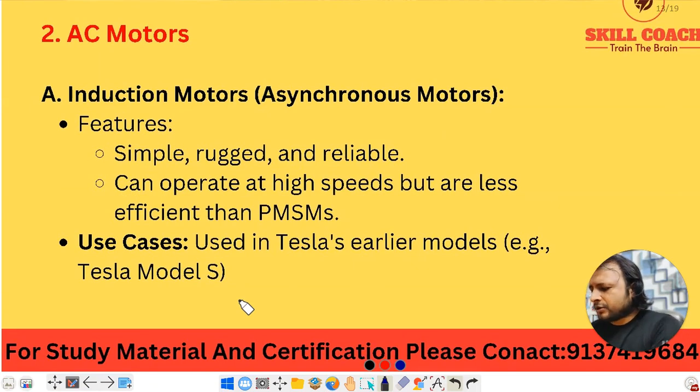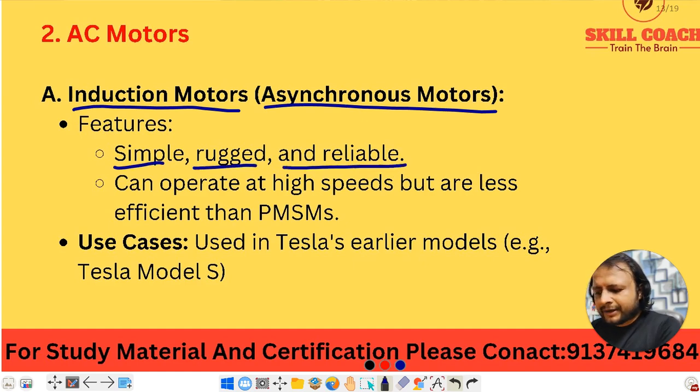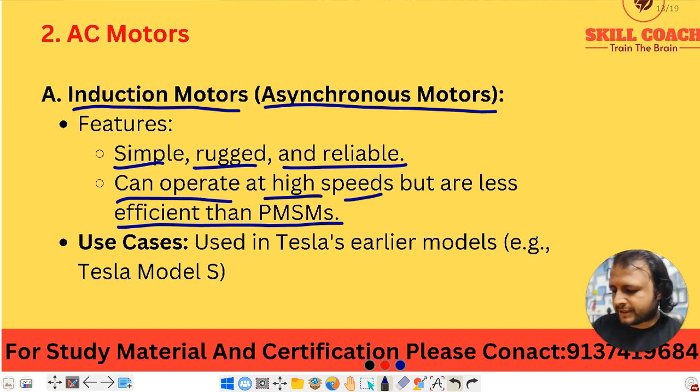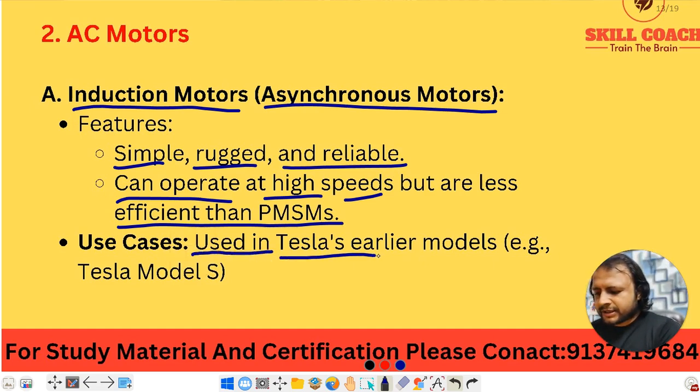And let us understand what the AC motors are and which vehicles are using them. AC motors, also called induction motors or asynchronous motors, are simple, rugged and reliable, and can operate at high speed but are less efficient than PMSM. Note that. Who is using this? Used in earlier Tesla models, like the Tesla Model S, which used this induction motor.